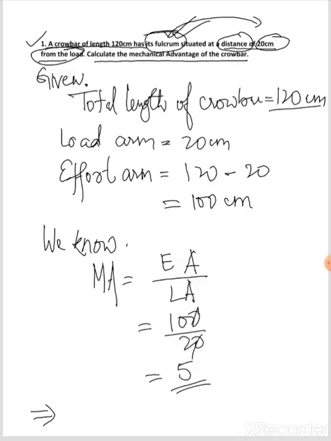You all know that mechanical advantage has no unit because it is the comparison of the same physical quantity. Here the effort arm and load arm are both measured in centimeters, isn't it? So centimeter and centimeter get cancelled, leaving behind no unit. So mechanical advantage has no unit. All right, that was your number 1. You can rewind and rewatch it if you are getting confused.